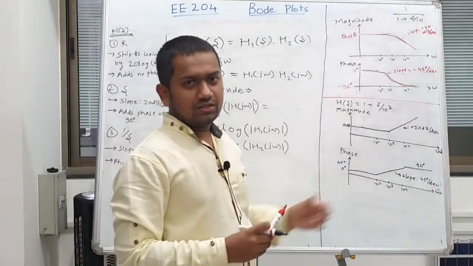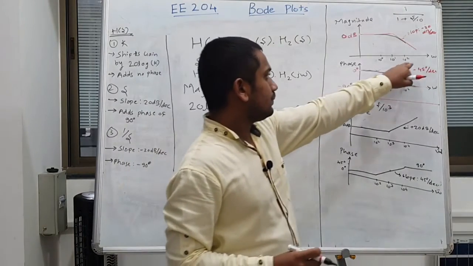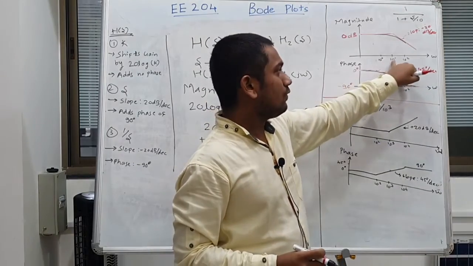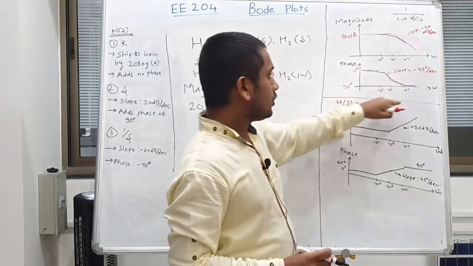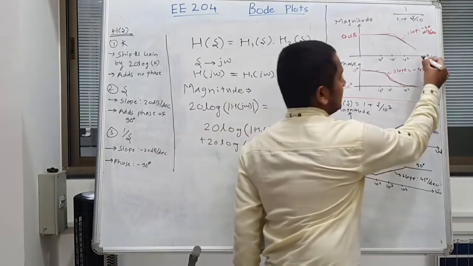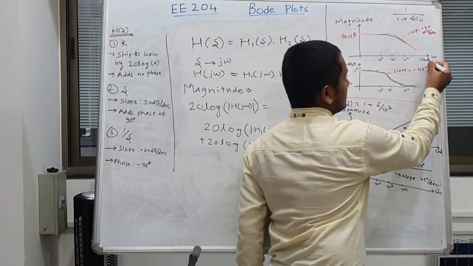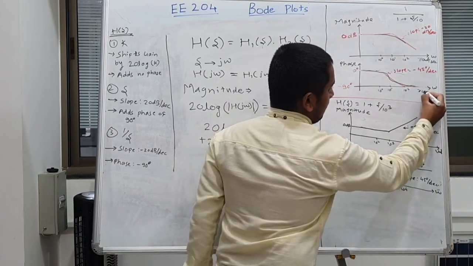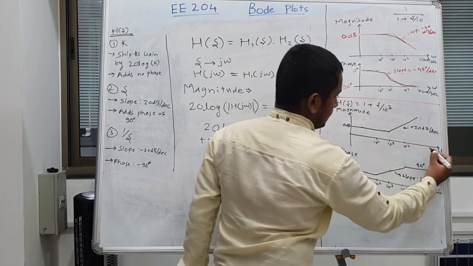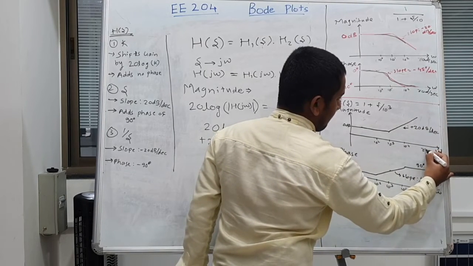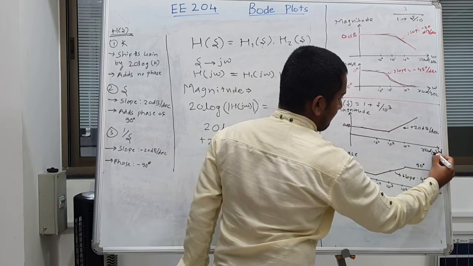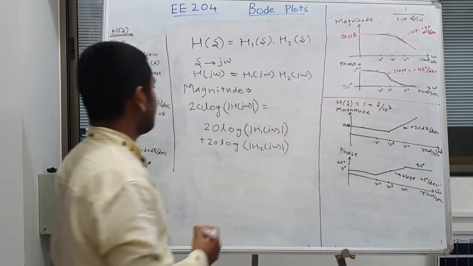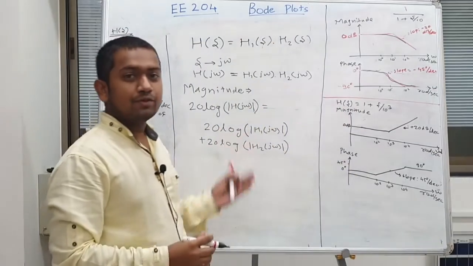In our previous discussion, we drew frequencies in the order of 10 to the power 0, 1, 2. The unit of these frequencies is radian per second because it is an angular frequency. So I will write it on every plot. Now let's look at what happens to the phase plot.